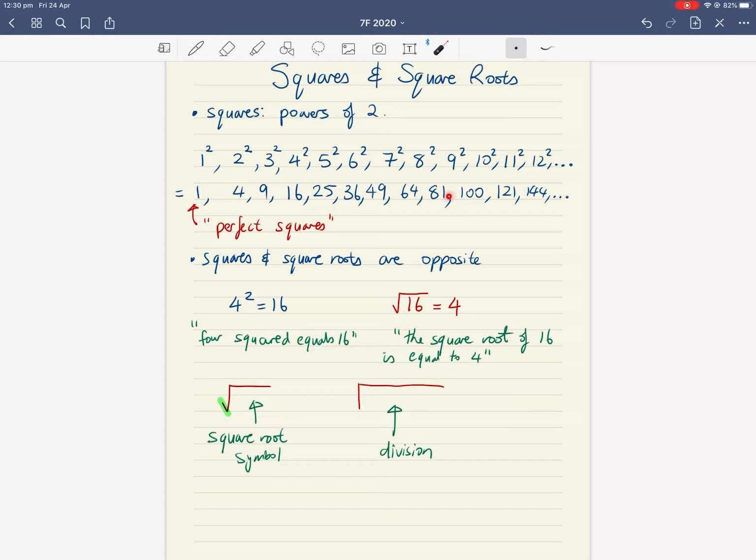So for example, what is the square root of 81? Well, what squared gives you 81? 9 squared gives you 81, so we would say the square root of 81 equals 9, because 9 squared gives you 81.